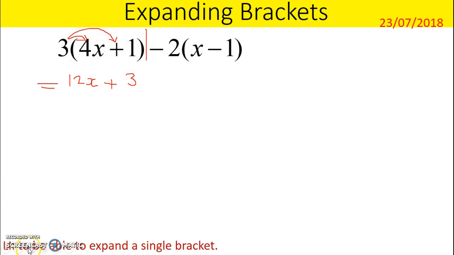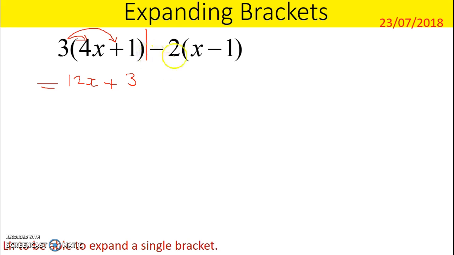Now I'm going to do this using a different color pen. You've got this negative sign in front of the number outside the bracket, so you have to be careful about that. Instead of doing 2 times x and using the negative sign in front, this is what I'm going to do. I'm going to use minus 2 as the number that I'm multiplying.